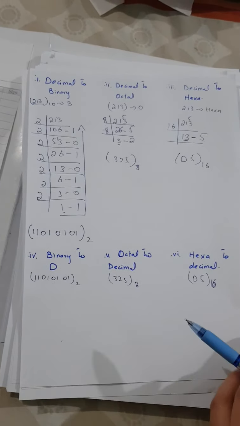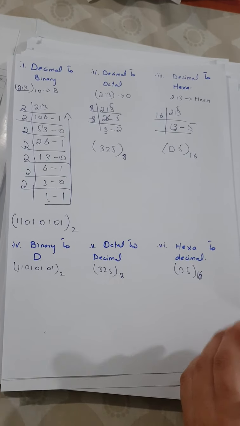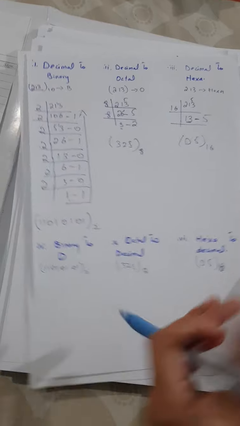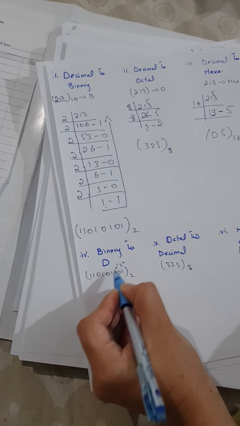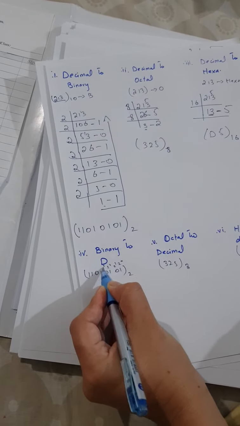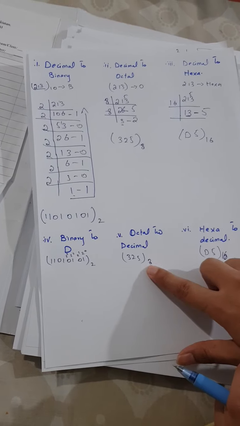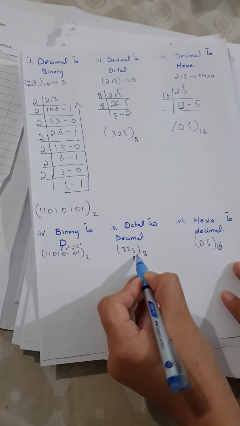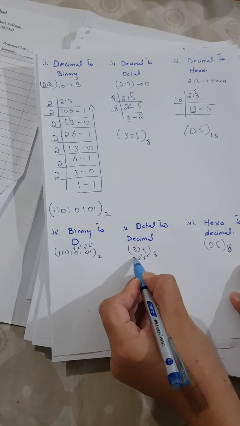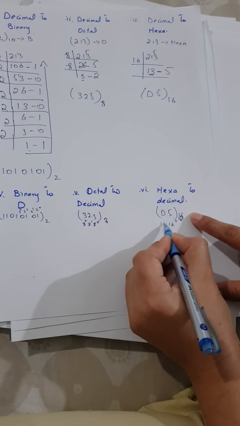In this case, we will multiply each digit with its base. If you remember, this is 2 power 0, this is 2 power 1, 2 power 2, 2 power 3, and so on, where 2 is the base of binary. In the octal number system, we will multiply with 8 power 0, 8 power 1, 8 power 2. This is the hexadecimal number system, so this is 16 power 0 and 16 power 1.